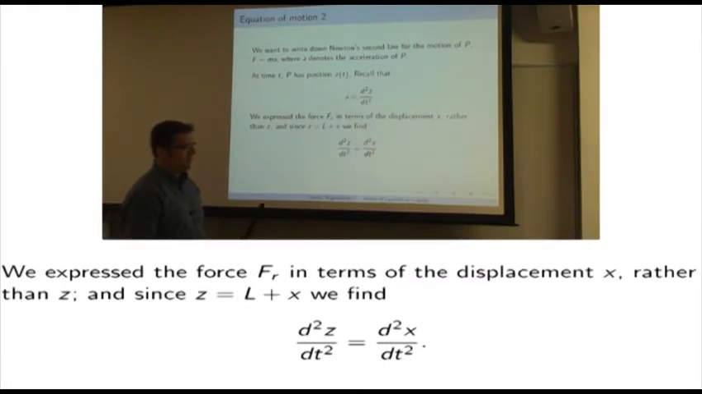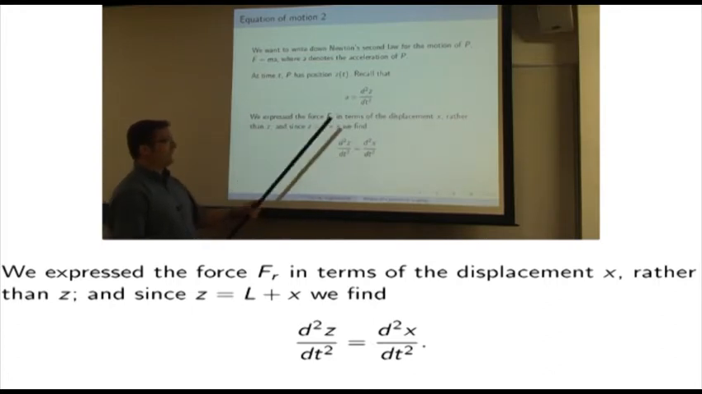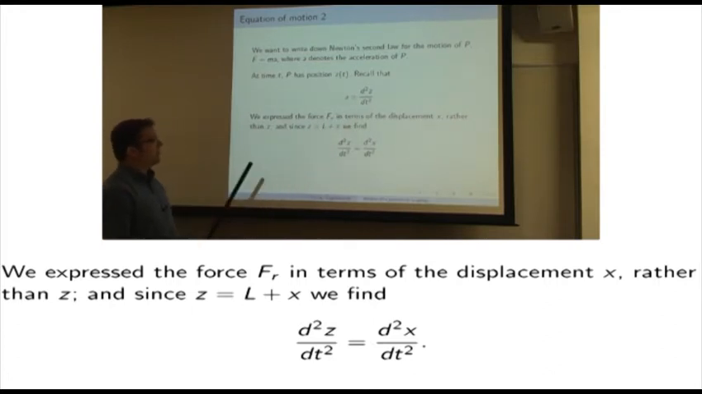However, there's a slight problem. I've expressed the force in terms of x. I expressed the acceleration in terms of z. That's not good. I only want to use one variable. So I have to rewrite either one. And I chose to rewrite the acceleration in terms of x. This is very simple because we have a very simple formula that relates z to x. z is just the equilibrium position plus the displacement.